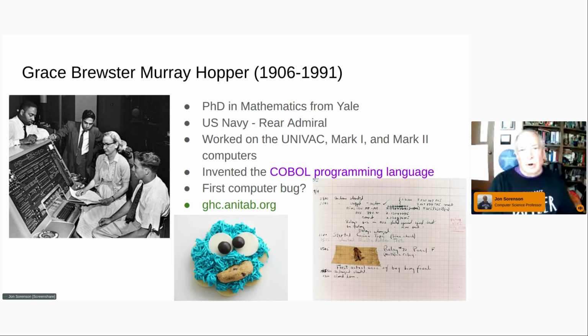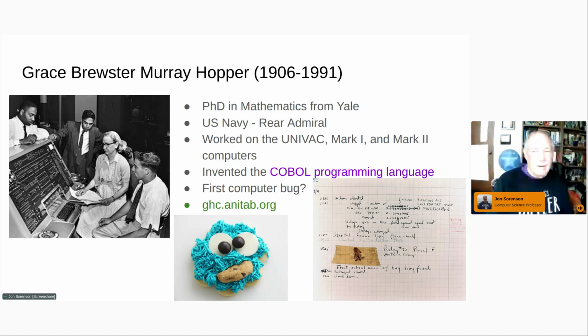Brewster Murray Hopper, or Grace Hopper. She was around in the 1900s, and she had a PhD in mathematics from Yale. She was in the Navy, a rear admiral, and she worked on early computers like the UNIVAC, the Mark I and the Mark II. She invented the COBOL programming language and other things. One of the things, interestingly enough, is that her team is credited with finding the first computer bug. The bug was a literal moth found inside the wiring of the computer, and the log sheet for that day is in the Computer Museum, I believe, in Boston.